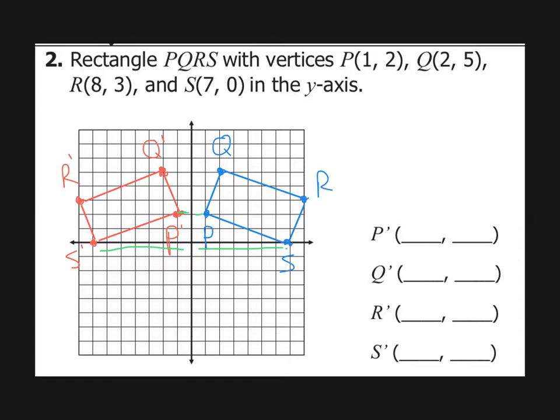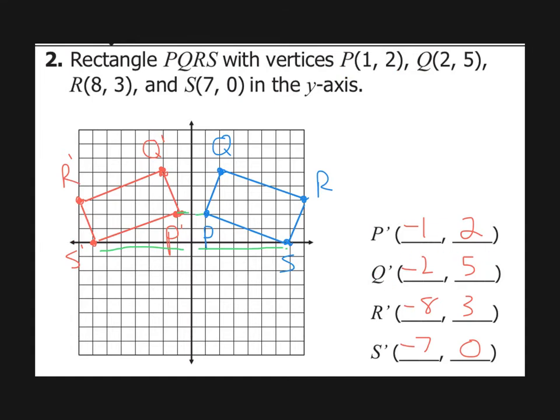All we have to do now is place the coordinates of our image in the new spots here. So press pause and try that. Alright, so how'd you do? Originally, P was at (1, 2), and now P prime is at (-1, 2). Q in our pre-image was at (2, 5), and now Q prime is at (-2, 5).